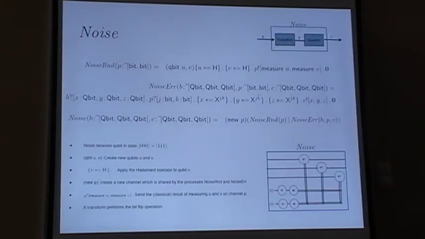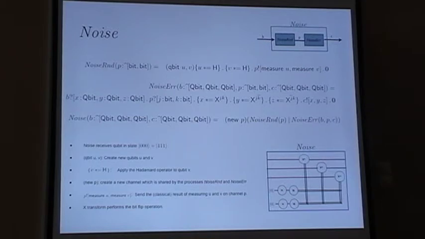So then noise receives the qubit from Alice, through the channel B, and here we can split this noise. The noise process is a parallel composition of two sub-processes, which are noise RND and noise ERR. Noise RND, with the qubits which it possesses, U and V, does a Hadamard transformation, and basically just generates two random bits, which have values 0 or 1.